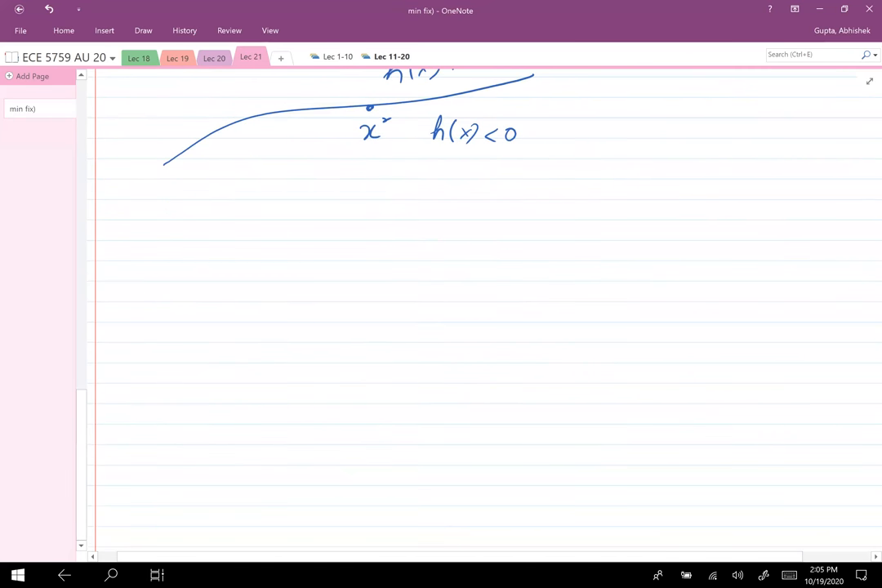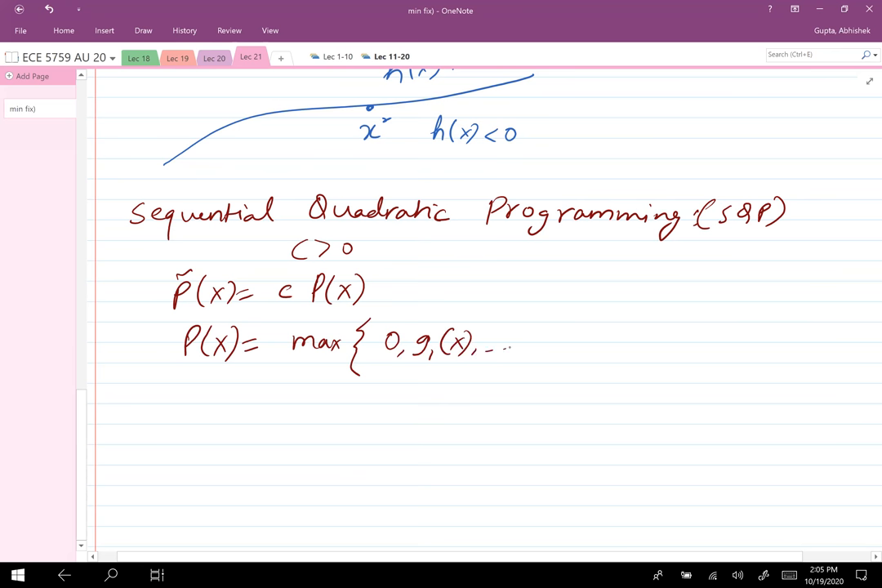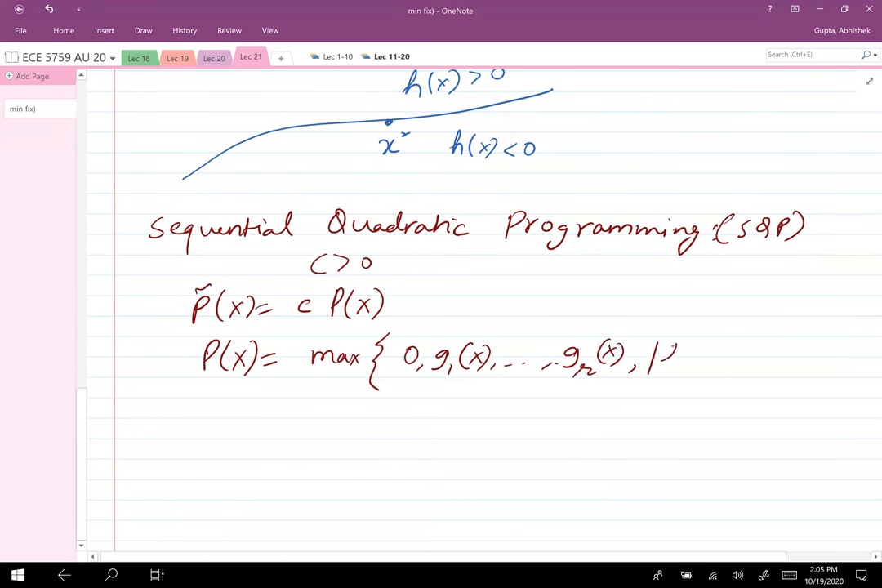Let's look at another penalty function. And this is the penalty function used for sequential quadratic programming, SQP. The penalty function P tilde of X is equal to C times P of X, where C is some positive number, and P of X is defined as max over 0, G1 of X, ..., GR of X, absolute value of H1 of X, ..., absolute value of HM of X.